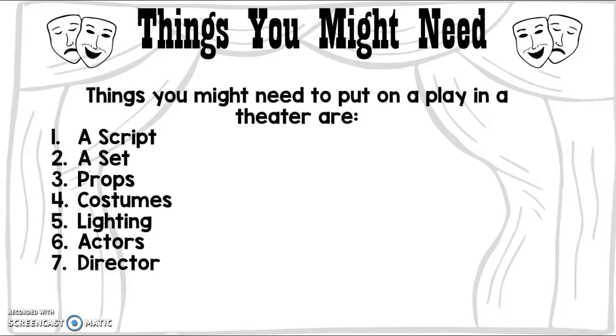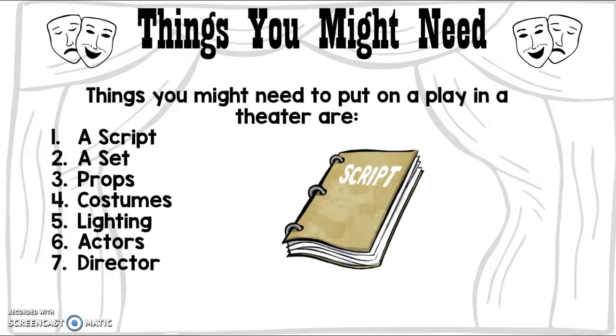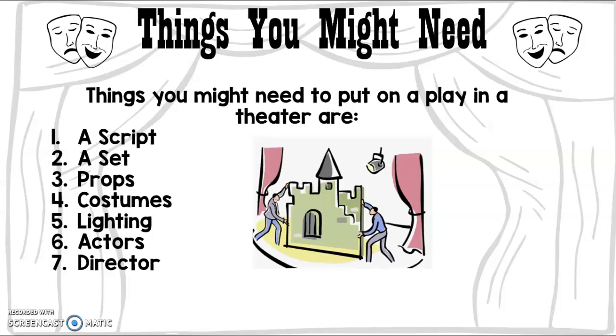So now let's talk about some things that you might need to put on a play in a theater. The most important thing is a script. That's a written down version of the story, and it tells you what to say, where to stand, what kind of lighting to use, what the scenery will look like, and so much more. You will also need a set. A set is like a fancy background with lots of different things to tell you where the story is taking place.